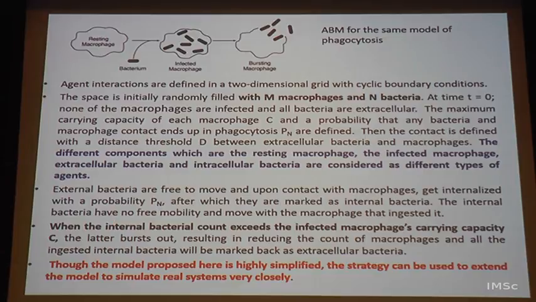External bacteria in this case are free to move. Upon contact with macrophages, they get internalized with a probability value Pn, after which they are marked as internal bacteria.